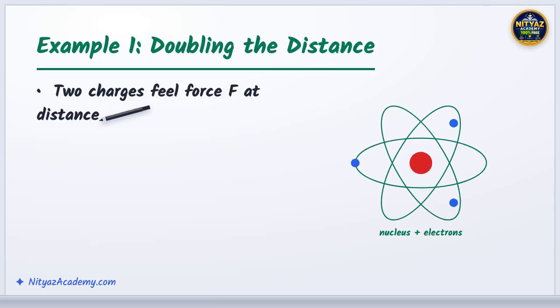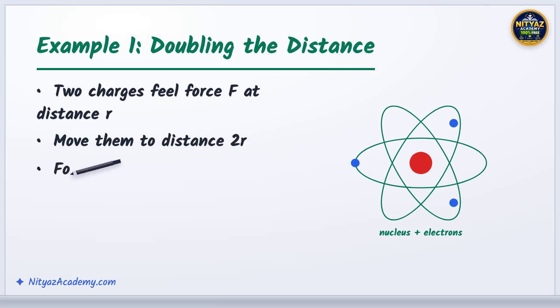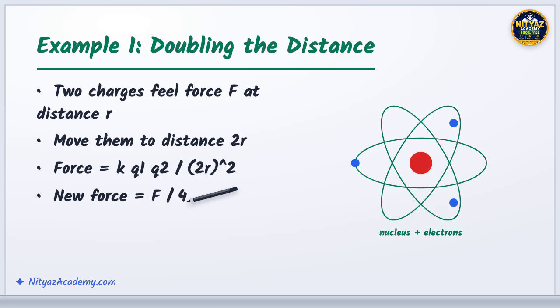Two charges sit a distance r apart and feel a force F. Now pull them to twice that distance. The denominator has distance squared, and 2 squared is 4. So the new force is only 1/4 of the original. Doubling the separation cuts the force to 1/4. That's the inverse square law, and it explains why electric forces fade so fast with distance.